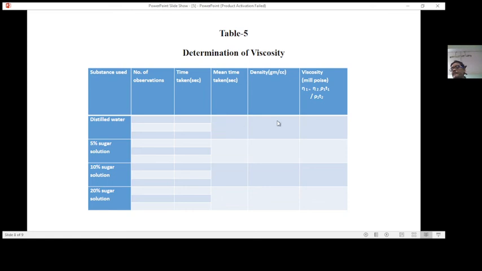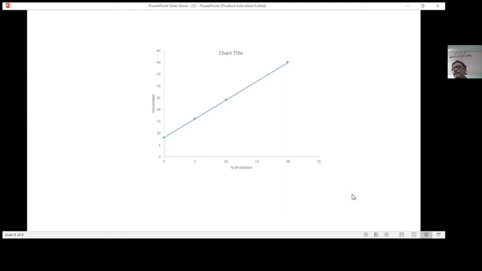Suppose water has a literature value of 8.21 millipoise. With this reference we can easily calculate, and in this graph you can find we have plotted viscosity in poise. Water is, suppose, the literature value 8.21 millipoise, and with this the 5%, 10% and 20% solutions make a straight line. Straight line means you have done a good job. That is what is given in the time and density.